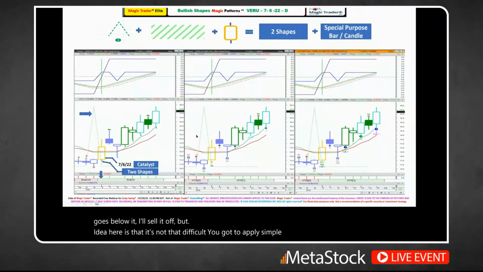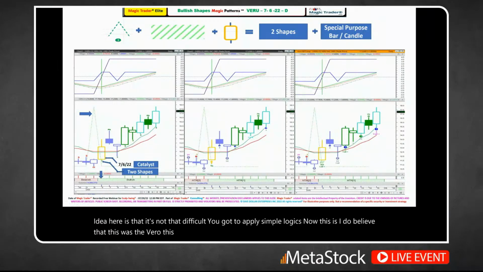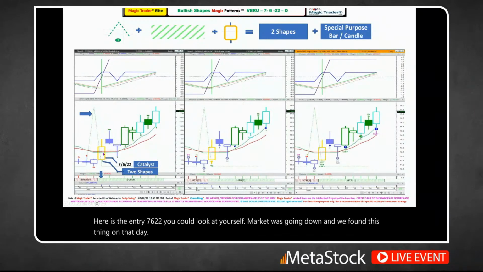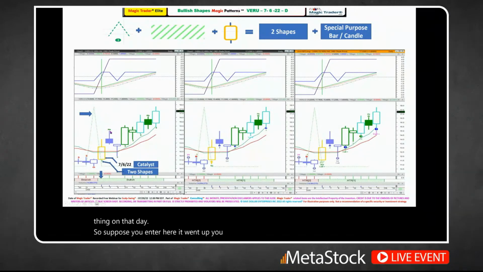Now, I do believe that this was the zero. This came in when the whole market was crashing, and this is where we found it. So look what happened. Here is the entry, 7622. You could look at it yourself. The market was going down and we found this thing on that day. Suppose you enter here, it went up, you could get out when you see PB or re-enter here. And from re-entry, look what happened. It had 2, but the yellow bar was there, so I'll be going in there.